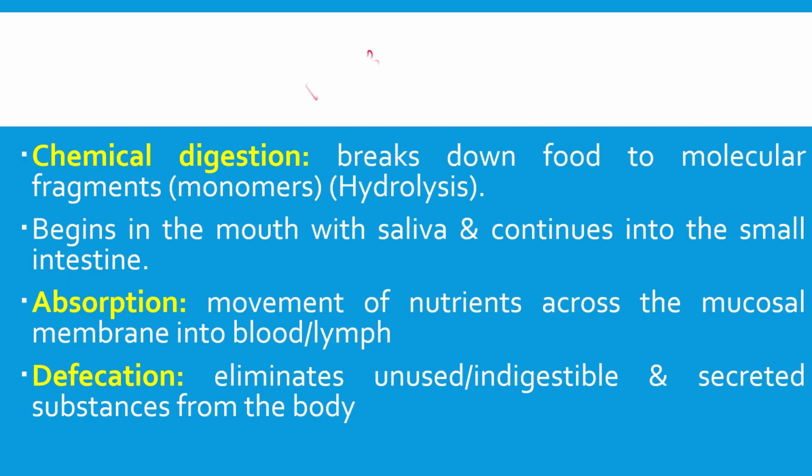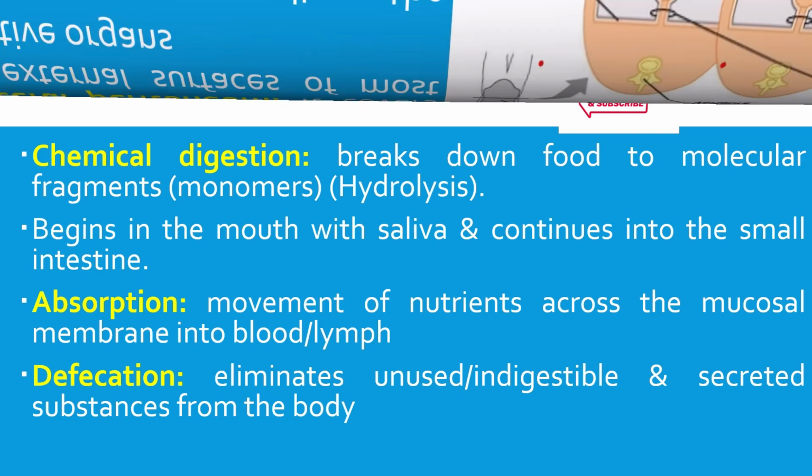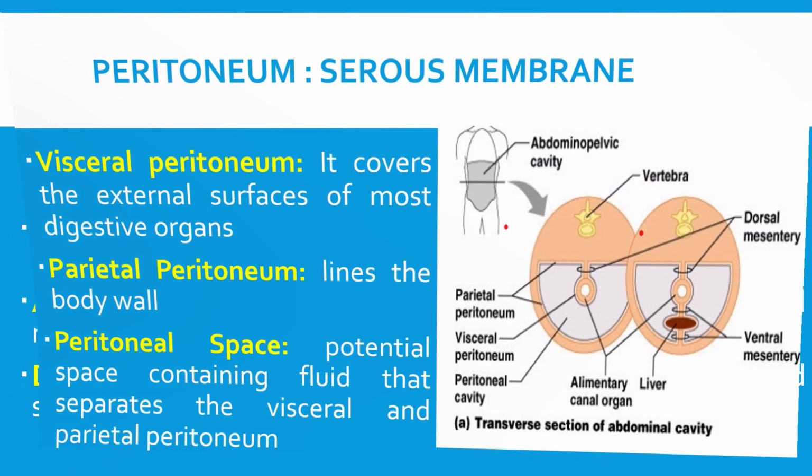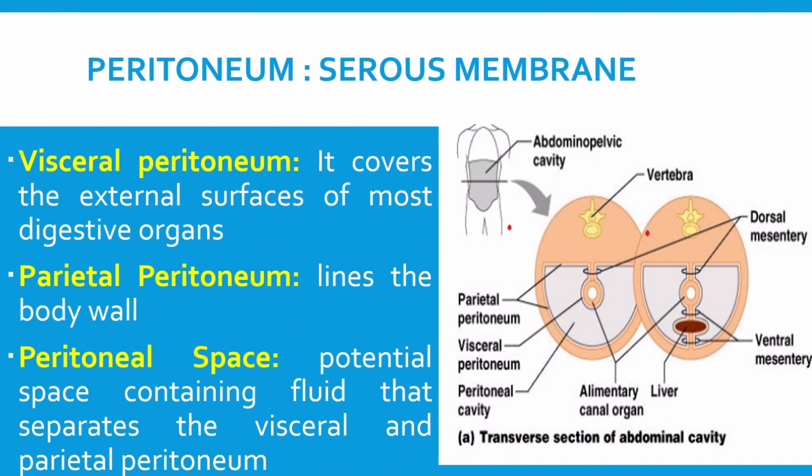It is very important to know that chemical digestion starts in the mouth with saliva and continues into the small intestine. After chemical and mechanical digestion, food is converted to a simpler form like monomers, and nutrients released from it are taken up by the blood, which is known as absorption. Absorption is the movement of nutrients across the mucosal membrane into blood and lymph. The next and last step of digestion is defecation. Defecation eliminates unused or indigestible food and secreted substances from the body.